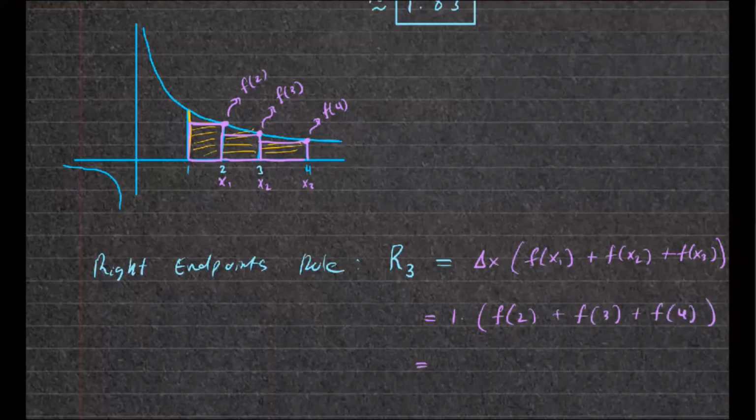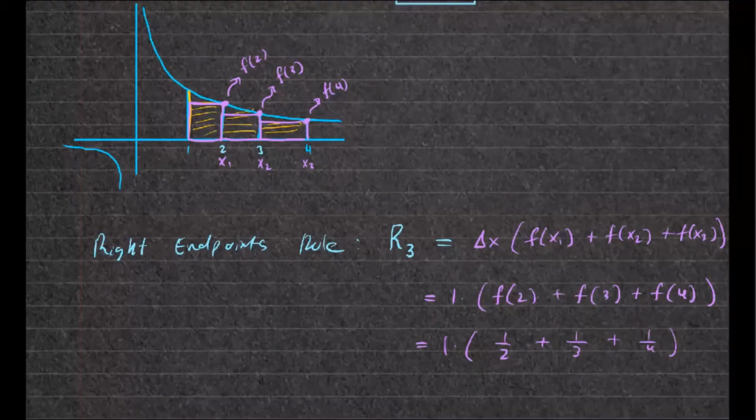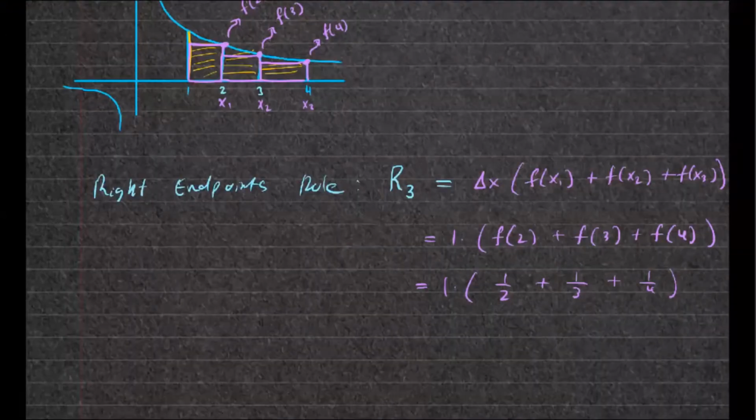And then you plug them into your function. The function is 1 over x. So it's 1 over 2 plus 1 over 3 plus 1 over 4. And then we try to see what this is. So this is 1 times 0.5 plus 0.3 plus 0.25. And when we add them up, we get about, so this is an approximation, we can call this about 1.08.